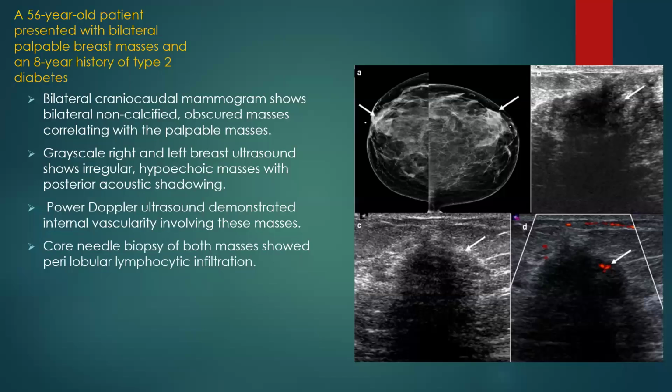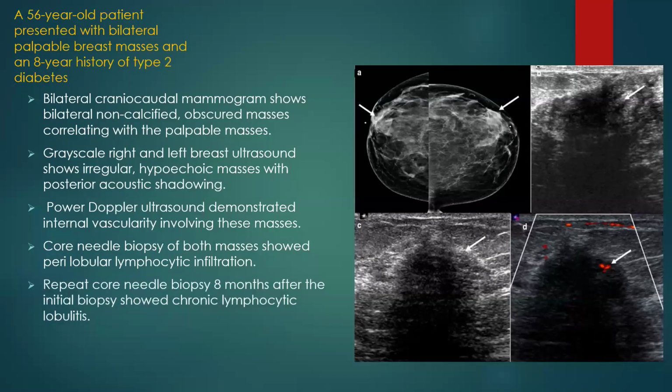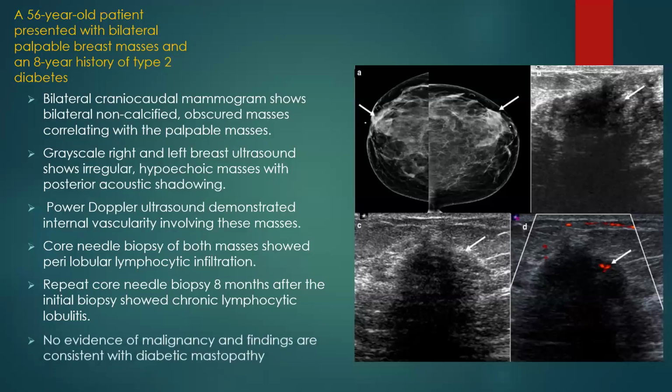When core needle biopsy was done in both breasts, it revealed perilobular lymphocytic infiltration. A repeat core biopsy 8 months after the initial biopsy showed chronic lymphocytic lobulitis. There was no evidence of malignancy, and findings are consistent with diabetic mastopathy all the way through.